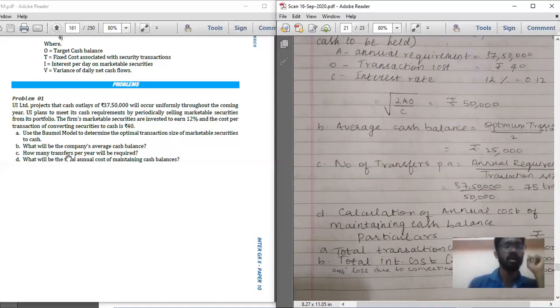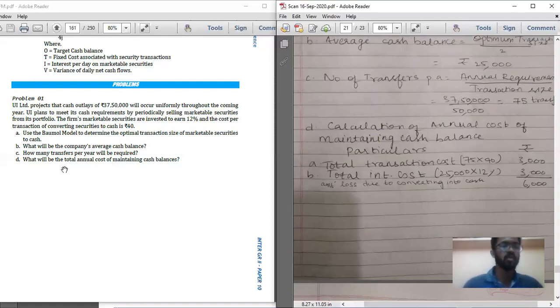And point number c, how many transfers per year will be required? Small c, number of transfers per annum is equal to annual requirement divided by transaction size. What is the annual requirement? 37 lakh 50,000. What is the transaction size? 50,000. So 37 lakh 50,000 divided by 50,000 is equal to 75 transactions. The total number of transactions is 75.